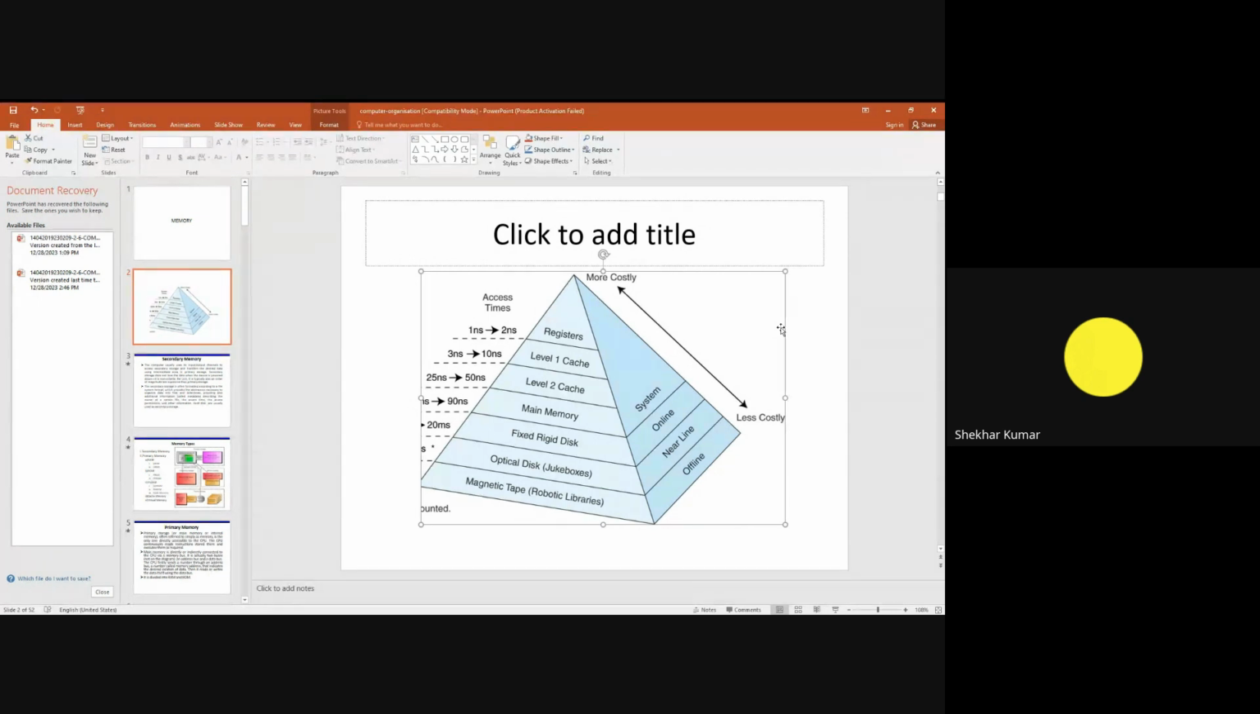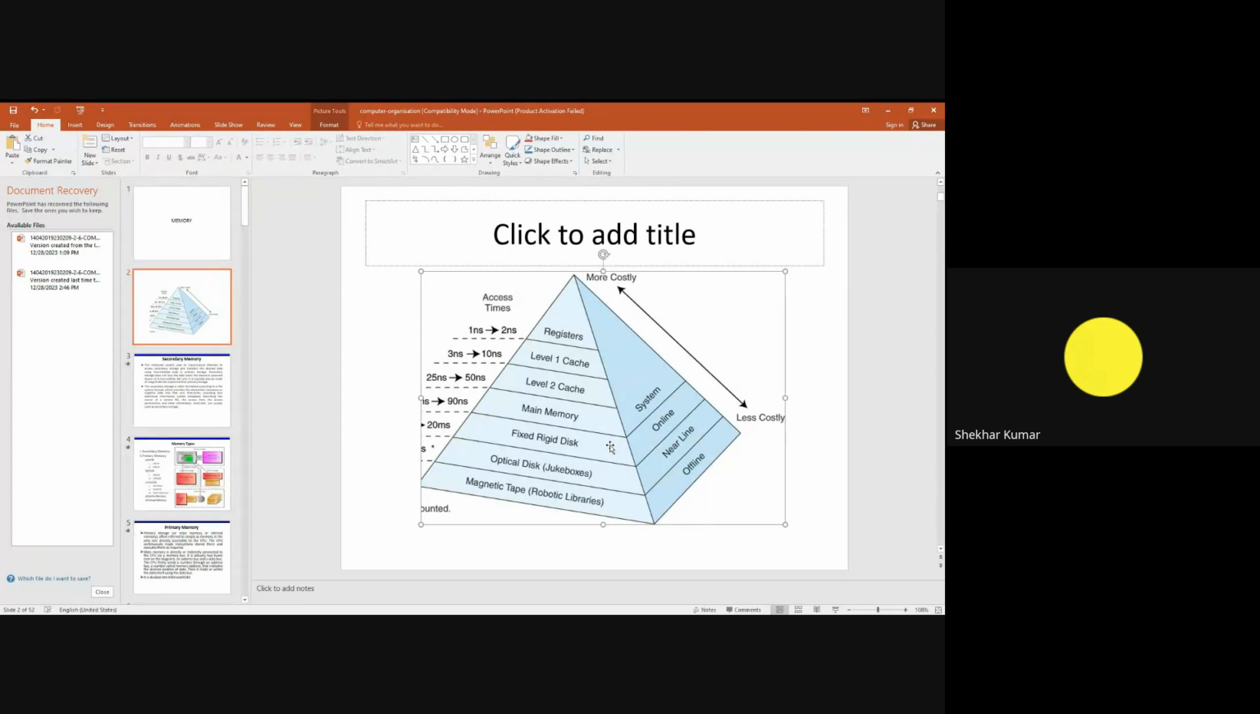So the main memory hierarchy is mainly divided into two main types. The first type comes under your main memory part. The second type, after the fixed rigid disk, optical disk and magnetic tape, comes under secondary or external memory types, such as your magnetic disk, optical disk, and peripheral devices. These are your external memory or secondary memory storage devices.